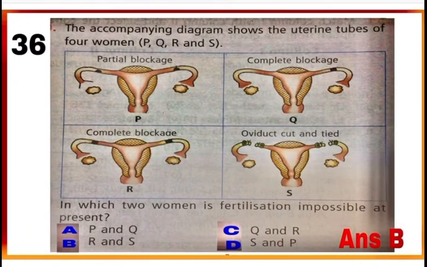Question 36. The accompanying diagram shows the uterine tubes of 4 women P, Q, R and S. In which two women is fertilization impossible at present? Option B. In R and S women, fertilization is impossible because in R, both fallopian tubes are completely blocked, and in S, both fallopian tubes are cut and tied.